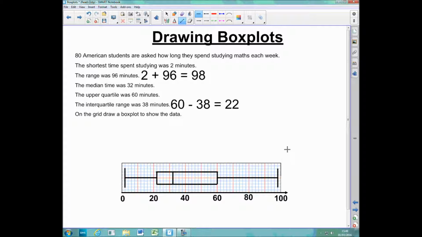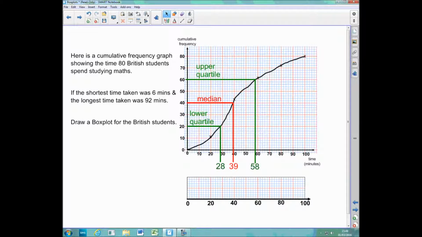And there we have it. Our box and whisker plot is drawn. Sometimes they ask you to draw a box plot from a cumulative frequency diagram.